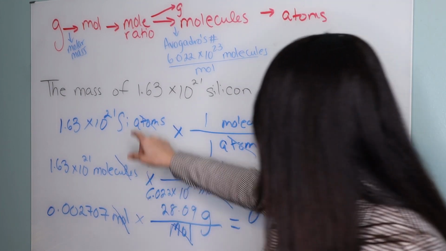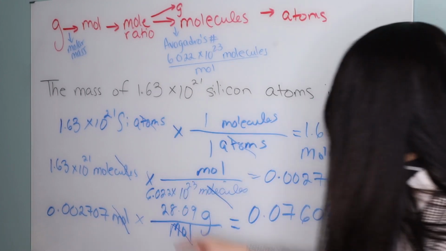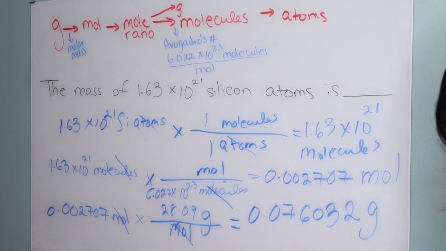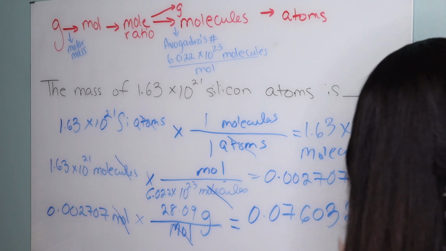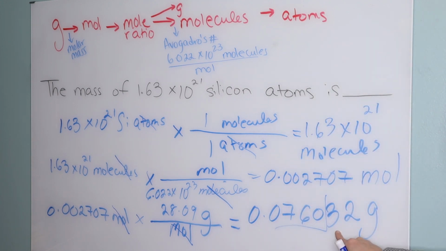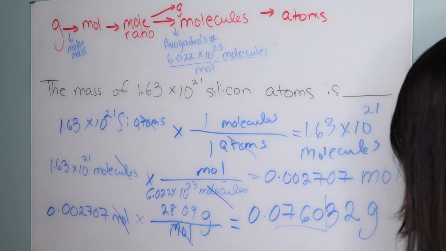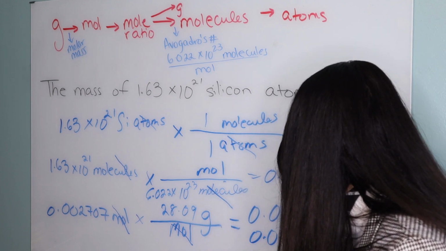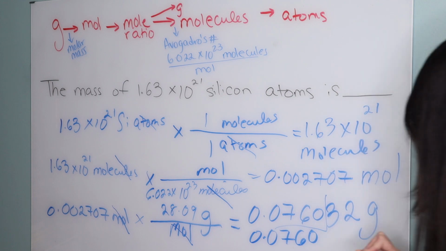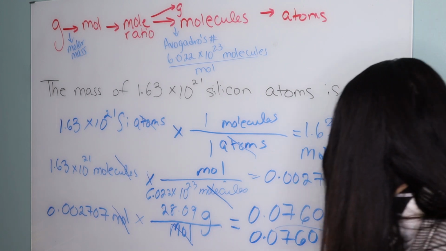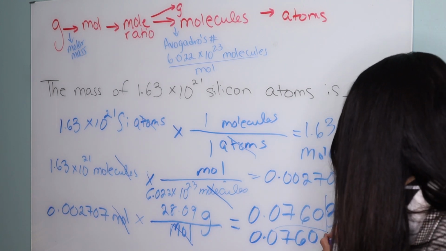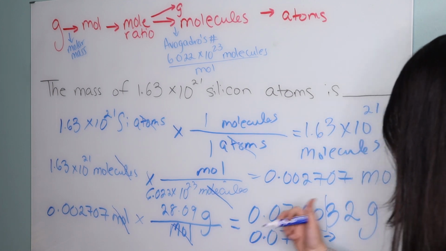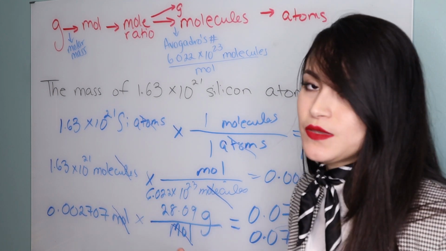Now let's look at significant figures. We started with 1, 2, 3 sig figs. So our final answer should also have 3 significant figures. So we have 1, 2, 3. Stop right here. We don't have to round. So the final answer is 0.0760. Or you can go ahead and write it in scientific notation, which is the same as moving the decimal twice to the right, which means it's a negative exponent.